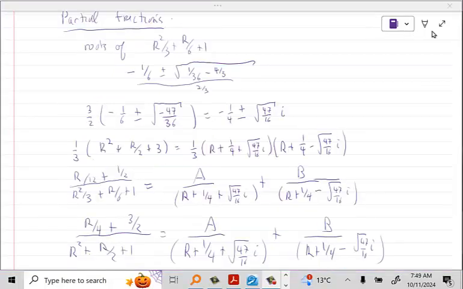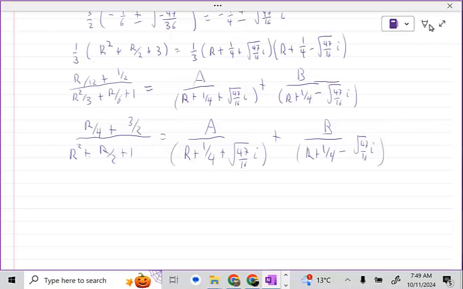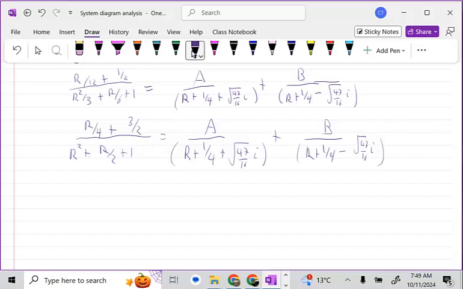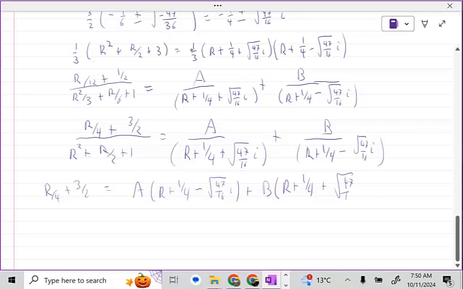Now there are different ways to do partial fractions, but I think the best way is like this. Do the cross multiply on the right hand side, and you'll get here, sorry, the color changed. Keep the same color. You get r over 4 plus 3/2. And actually, I don't need to worry about the denominator because the denominator is the same on the left and on the right. Okay. So if I do the cross multiply here, that's going to be a times the denominator on the b term, which is r plus 1/4 minus square root of 47/16 i. Then I have plus b times the other side, r plus 1/4 plus square root of 47/16 i.